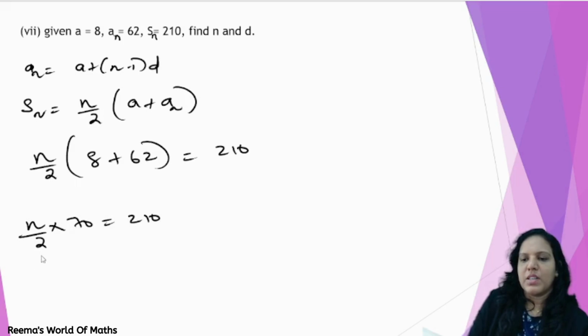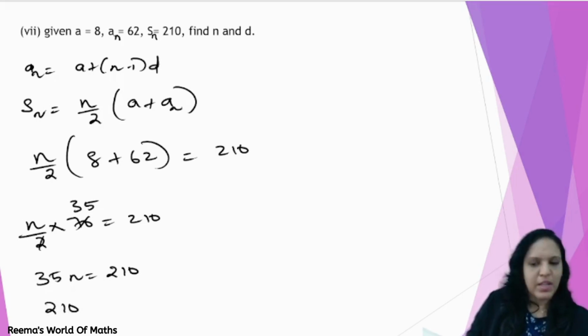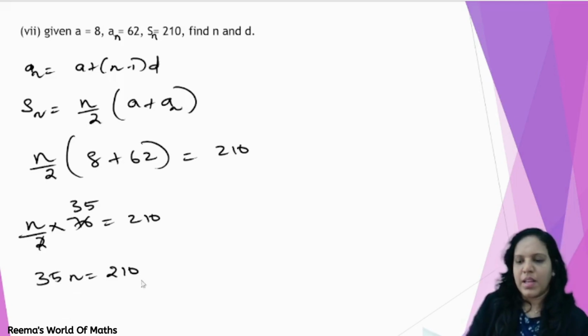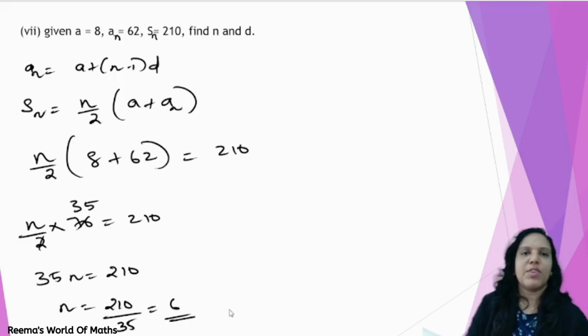So n by 2 multiplied by 70 equals 210, which can be written as 35n equals 210. So n equals 210 divided by 35, which is 6. So n equals 6.